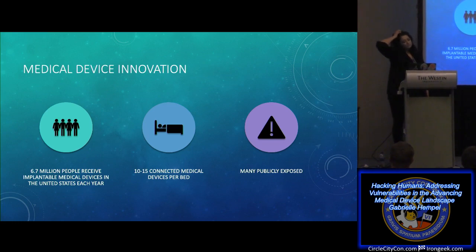So why the fuss over medical devices and their connectivity? They have become such an integral part of our healthcare tech landscape that the numbers are pretty staggering. 6.7 million people in the United States each year on average receive implantable medical devices. Aside from that, hospitals tend to have 10 to 15 connected devices per bed in their facilities. The problem with this is that these devices boast the latest smart technology and enable connectivity with other devices. However, this generally leaves them vulnerable to threats, and people are starting to notice and exploit them.